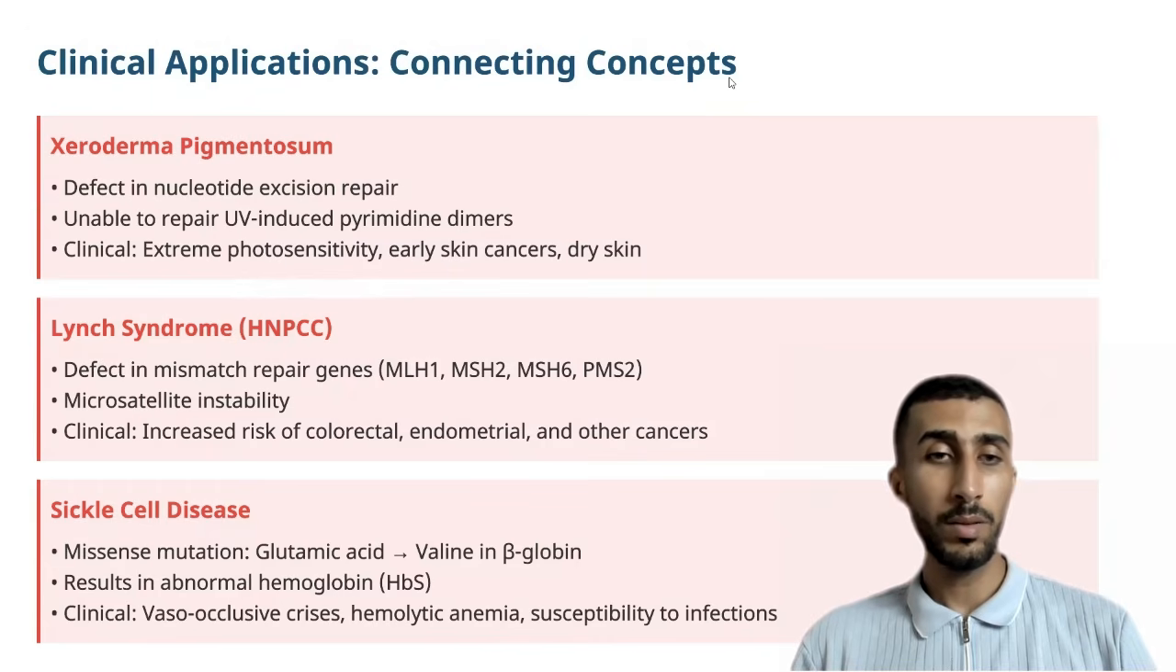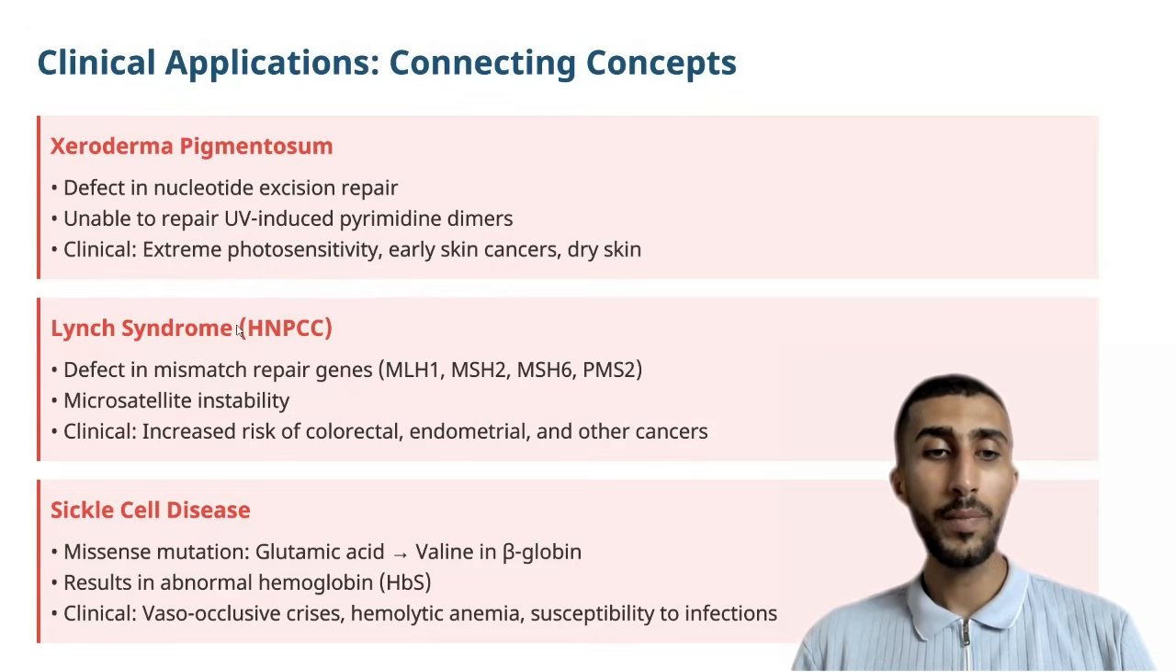The clinical application: xeroderma pigmentosum, remember, is a defect in the nucleotide excision repair related to UV. So the UV light is the thing that is going to start the cascade of events. So UV causes induced pyrimidine dimers, and if we have a defect in the nucleotide excision repair, we will have xeroderma pigmentosum. So clinically, they will have extreme photosensitivity and early skin cancer, dry skin.